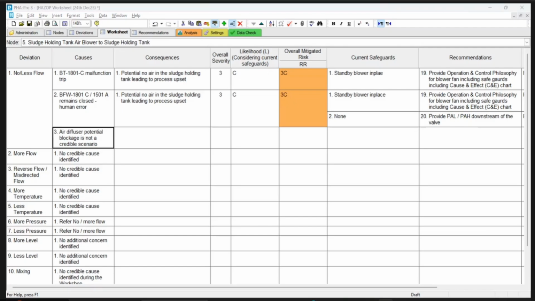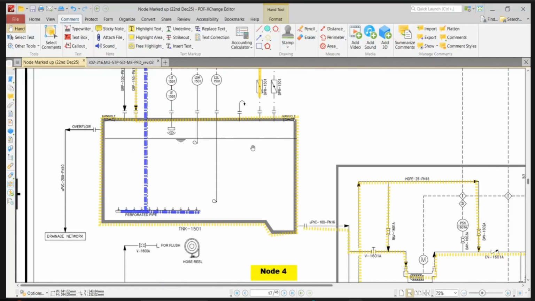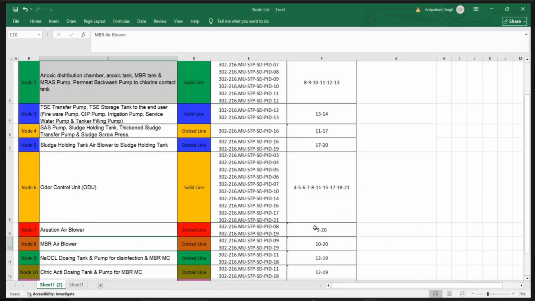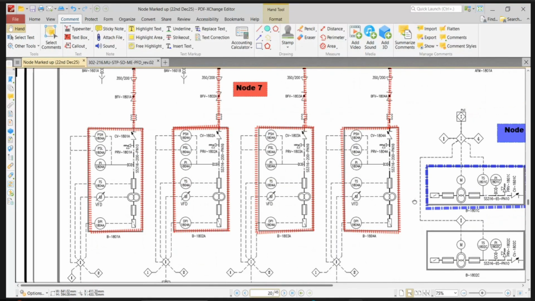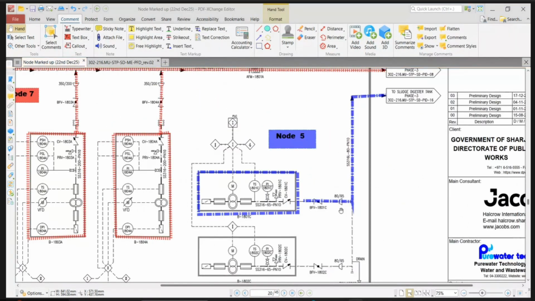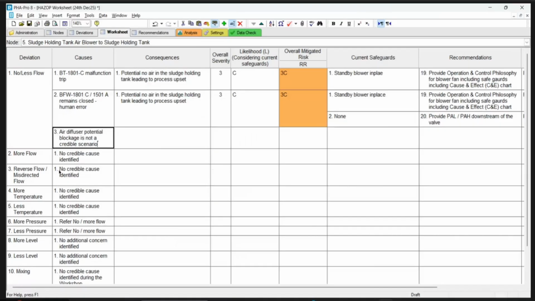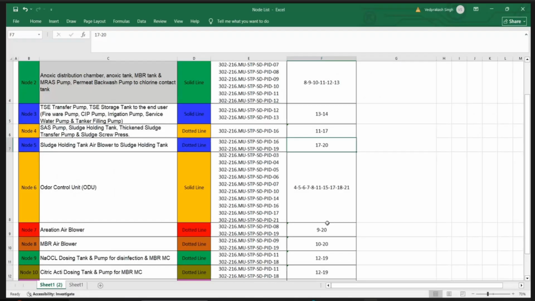Very good. Fantastic. So guys, for no flow and less flow we have seen. Now we are going for more flow. More flow here is greater than 20. More flow is not credible here because there is no control valve. No credible scenario.